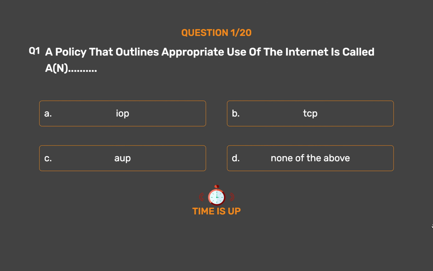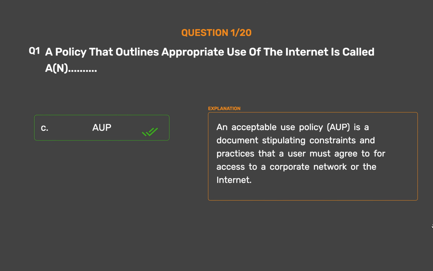The correct answer is Option C. APU. An Acceptable Use Policy, AUP, is a document stipulating constraints and practices that a user must agree to for access to a corporate network or the Internet.